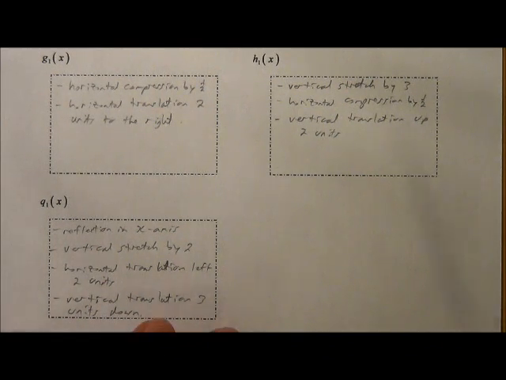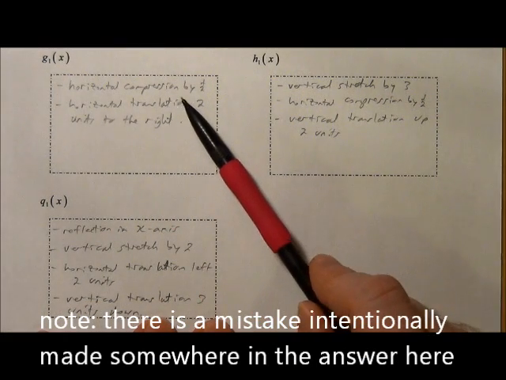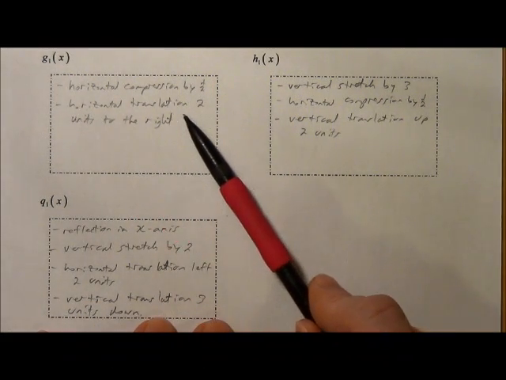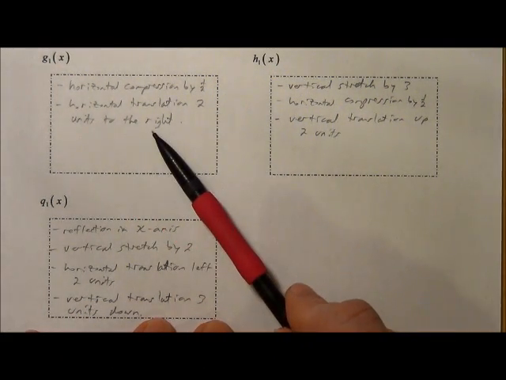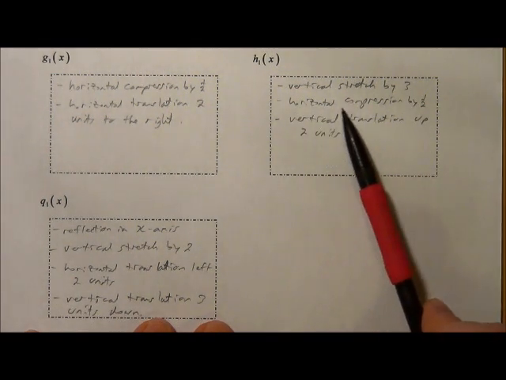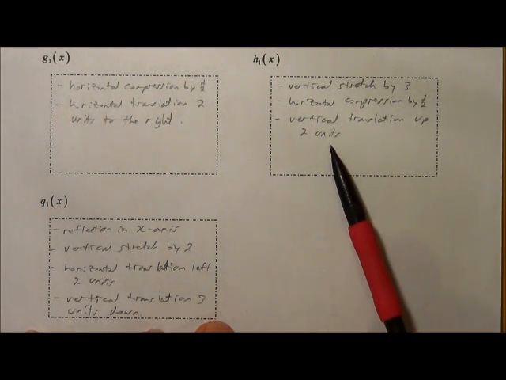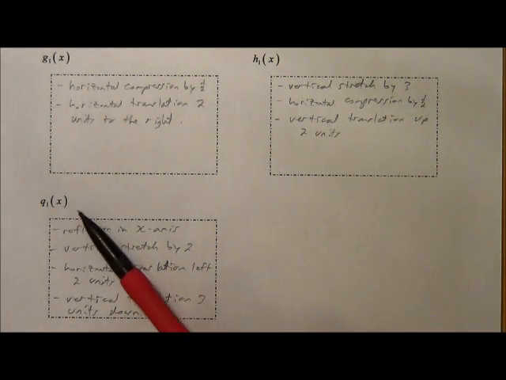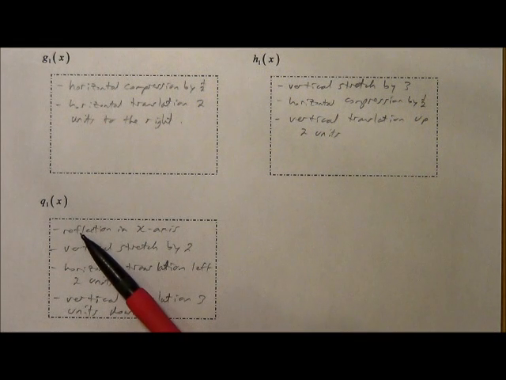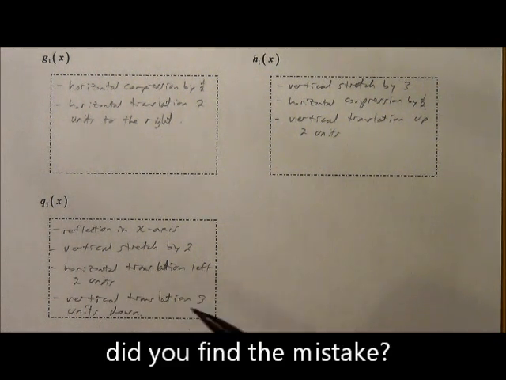Okay, so just to check, for function g of x, horizontal compression by a half and horizontal translation 2 units to the right. Function h of x, vertical stretch by 3, horizontal compression by a half, and a vertical translation up 2 units. And then for equation q, reflection in the x-axis, vertical stretch by 2, horizontal translation left 2 units, and vertical translation 3 units down.